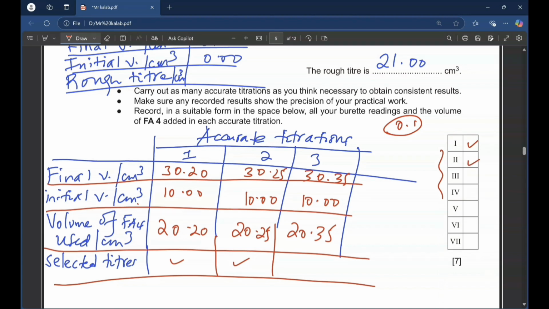For completing this table, for recording all this data in the table, you will get another third mark. And then for selecting your accurate titers, or your concordant titers, you will get this mark.